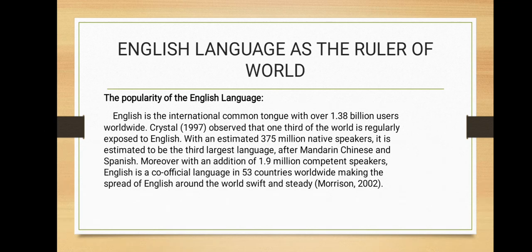The popularity of the English language. English is the international common tongue with over 1.38 billion users worldwide. Crystal 1997 observed that one third of the world is regularly exposed to English, with an estimated 375 million native speakers. It is estimated to be the third largest language after Mandarin Chinese and Spanish. Moreover, with an addition of 1.9 million competent speakers, English is a co-official language in 53 countries worldwide, making the spread of English around the world swift and steady.